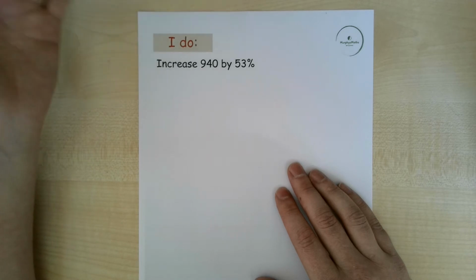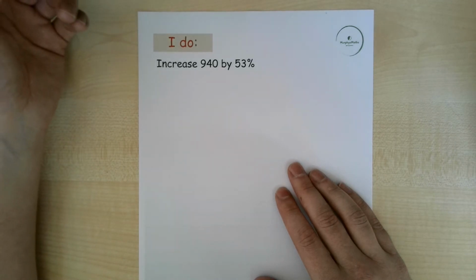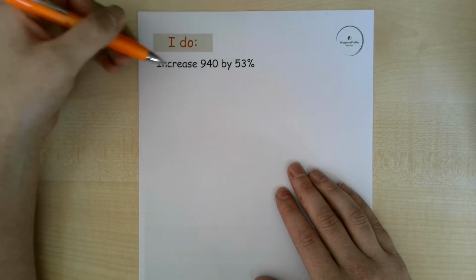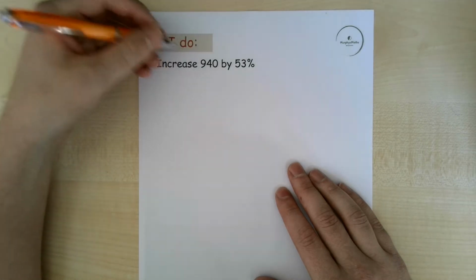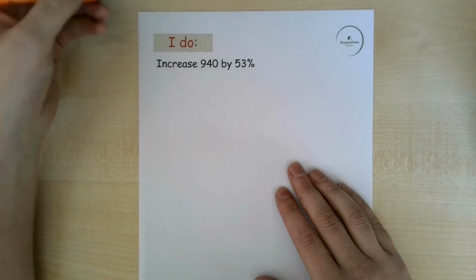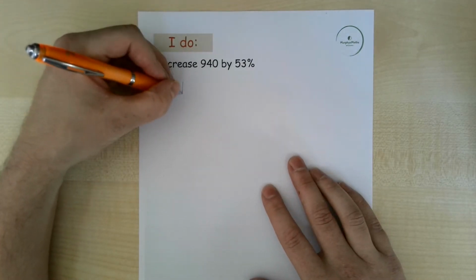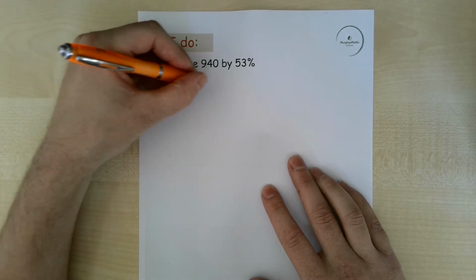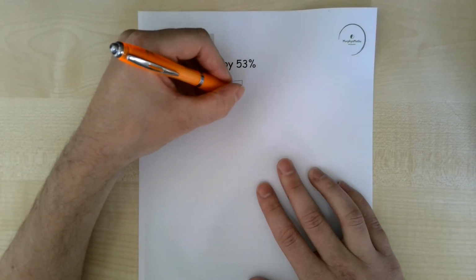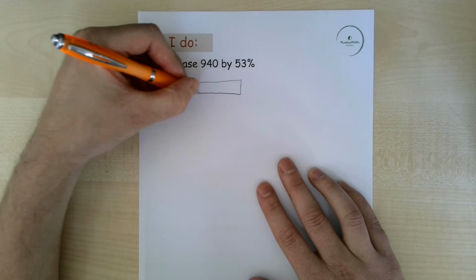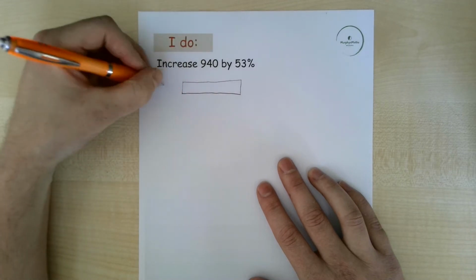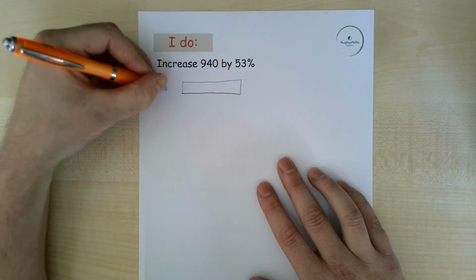So let's look at this question. We've got an increase of 940 by 53%. So the first thing I'm thinking is, right, it's an increase, so my number's got to be above 940 at the very end. Probably I'm going to estimate somewhere between maybe 1500 and 2000, or maybe even less than that, but definitely more than 1000. So I'm going to look at 940 in this way.